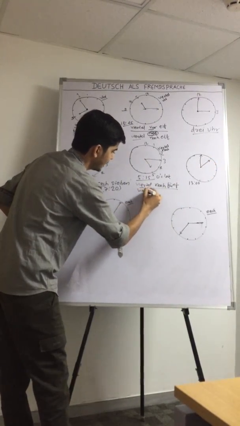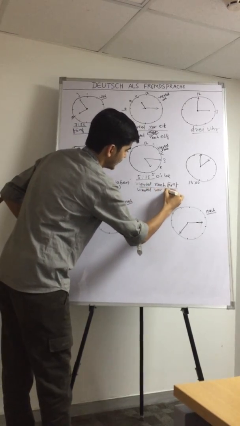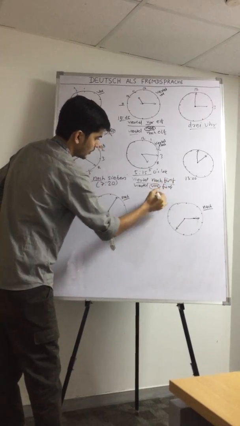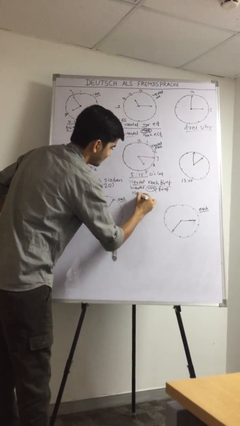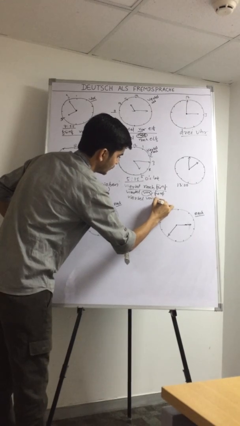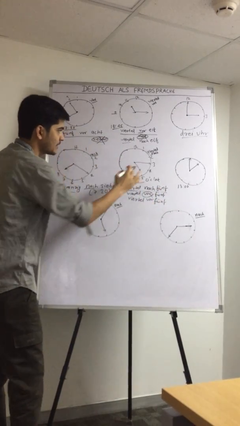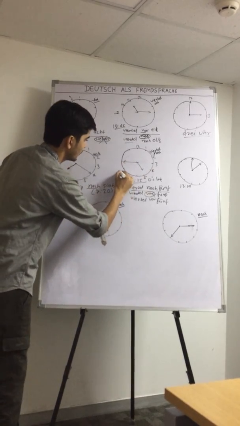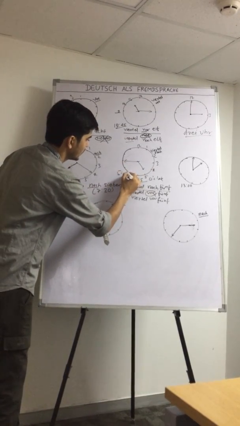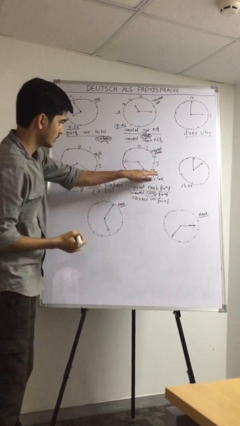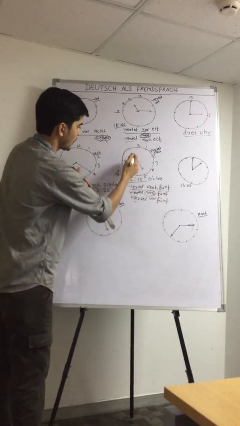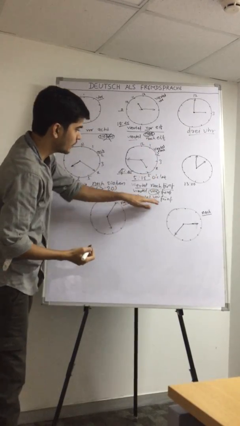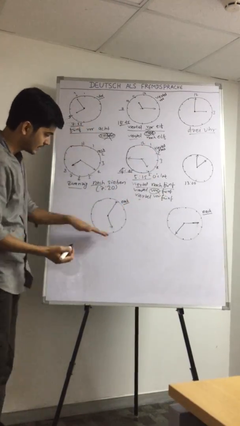If you say Viertel vor 5 instead of Viertel nach 5, then it will be wrong, because Viertel vor 5 would be correct in case it is like this: 4:45. Then it will be Viertel vor 5. I mean 15 minutes before 5. So Viertel vor 5.